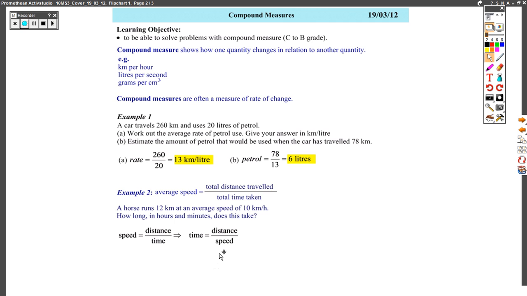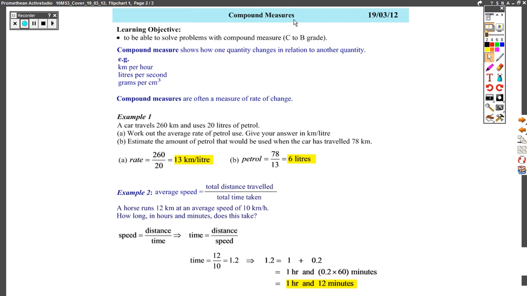So we can now begin by substituting the relevant values for distance and speed. So time becomes 12 divided by 10, which is 1.2. Now this 1.2 actually represents decimal hours, and we're interested in hours and minutes. So we can look at 1.2 as 1 plus 0.2. That's 1 hour and 0.2 of an hour. We then need to change this to minutes. So we have 1 hour and 0.2 times 60 to change it to minutes, which gives us finally 1 hour and 12 minutes.